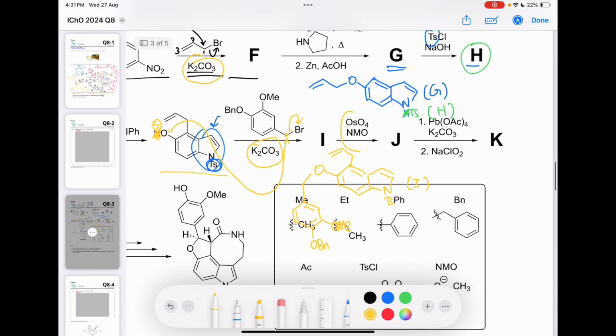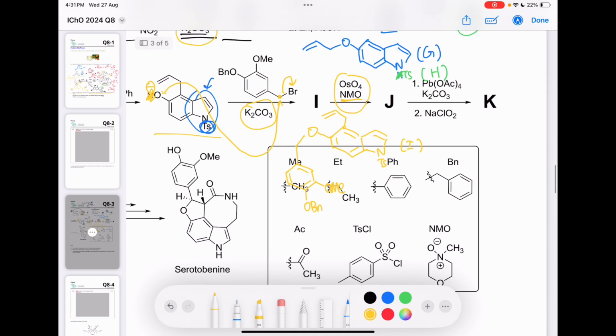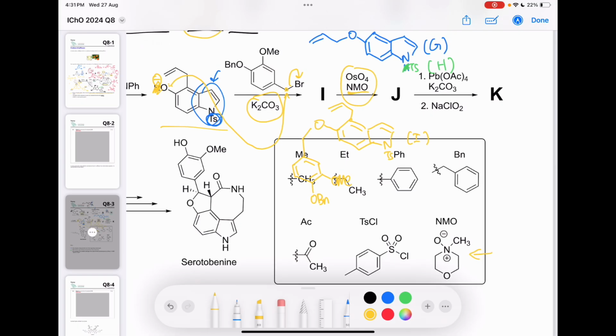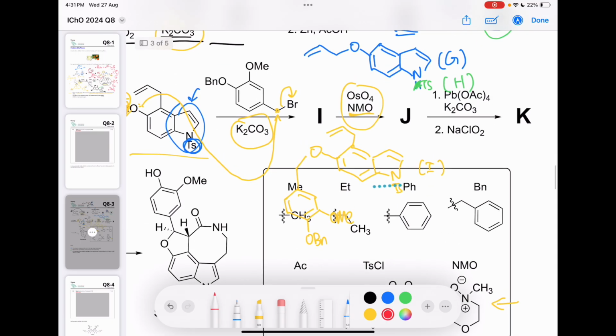So from I to J, we have OsO4 and NMO. NMO looks like this, and its role is actually a co-oxidant. OsO4 is oxidizing, but it's very expensive, so that's why you need a co-oxidant to reduce the amount of OsO4 that you have to use. This is actually quite a famous reaction. What happens is a C=C double bond will be converted to a dihydroxyl group. So this bond will be removed, giving you OH, OH, and that will be our structure J.